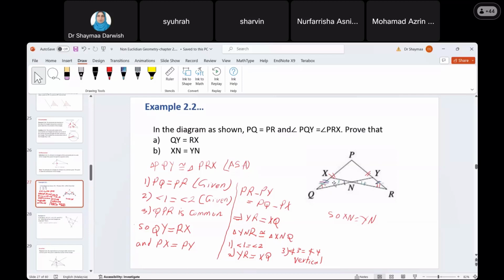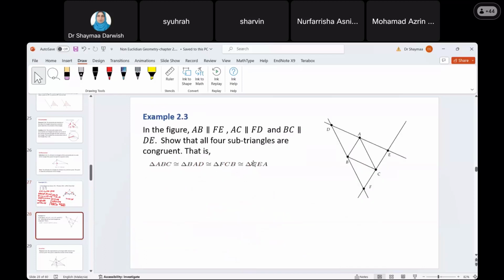So we have vertical angle equal to vertical angle, 3 equal to 4, and 1 equal to 2 from given information. And we proved that YR equal to XQ. So use angle side angle. So if you use this, then the two triangles are equivalent, and then we can conclude that Xn equal to Yn. Okay, another example here.